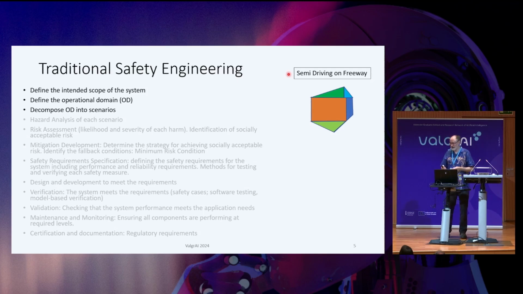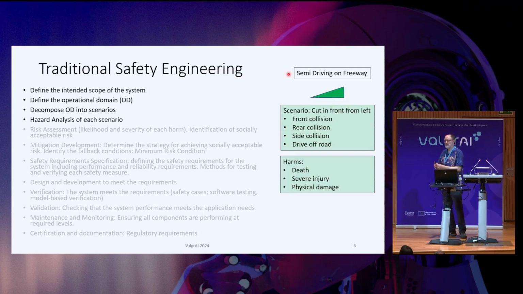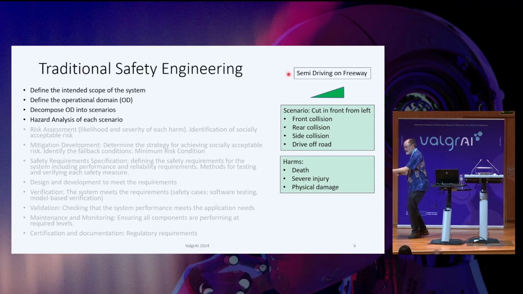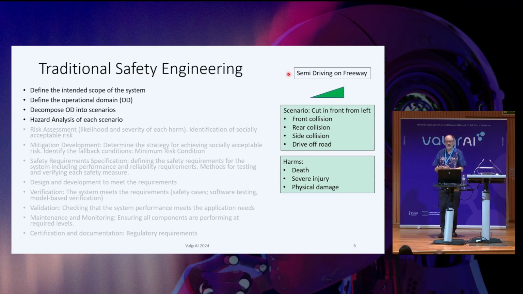And then you do what's called a hazard analysis of each scenario. You start by identifying the harms that you're trying to prevent, things like death and severe injury and physical damage. Then the scenario might be something like, I'm in the rightmost lane, a car comes in front of me and then maybe hits the brakes and slows down very rapidly. What am I going to do? Or I want to avoid a front collision, a rear collision, a side collision. I want to avoid driving off the road to avoid something. Each of these are known as hazards.